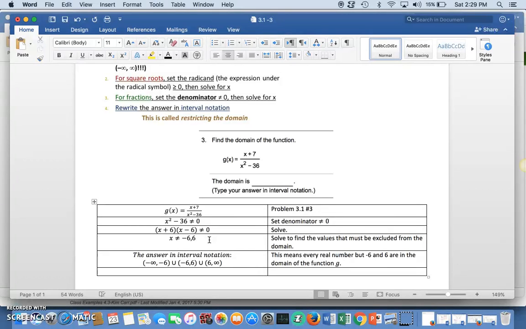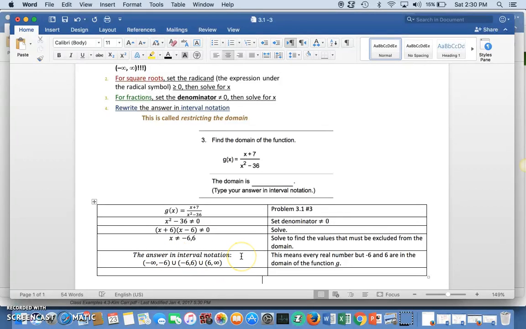Now, when you write that in interval notation, it's a little tricky sometimes too. You start at -infinity and you go to -6. You would not put a bracket, you would put a parenthesis because you're leaving it out. Then you start back at -6 to +6, you're leaving it out. Start back at 6 and go into infinity.